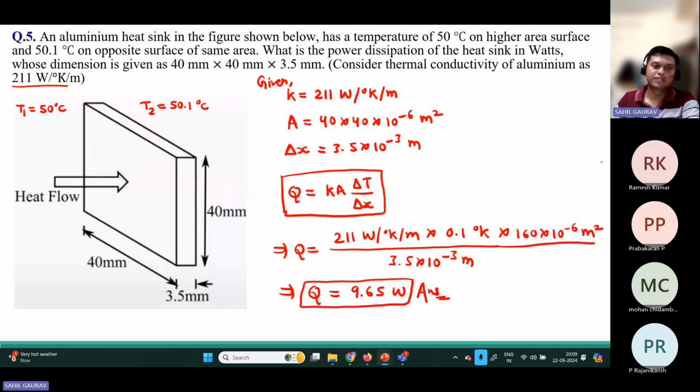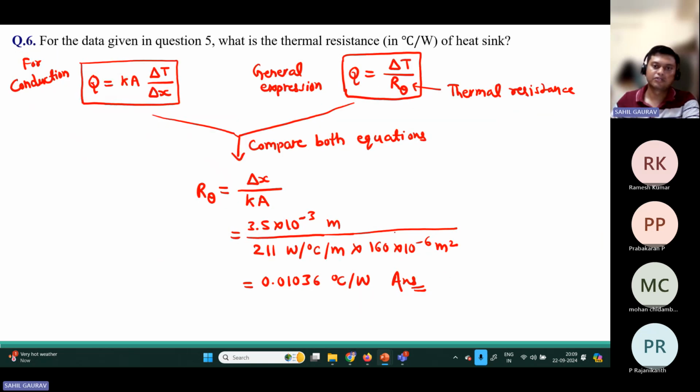Here I have made a mistake. It is 1600. So it will be 1600, and here will also be 1600. Then you will get the answer as 0.01036 degree Celsius per watt.